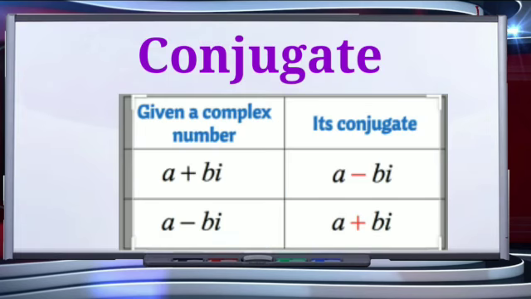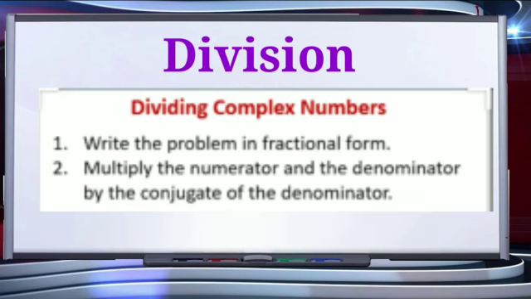So before starting with the division, we should know what are the conjugates of a complex number. Students, conjugate is a very simple thing to calculate for a complex number. Here what we require is to change iota to minus iota. So suppose our number is a plus b iota, so its conjugate will be a minus b iota. If our number is a minus b iota, then its conjugate will be a plus b iota.